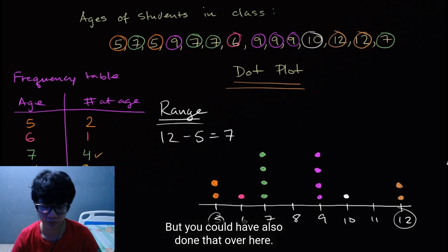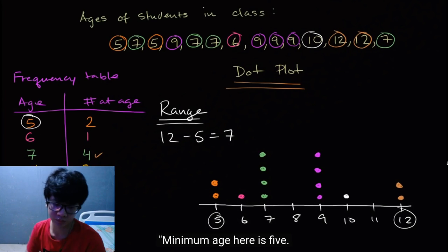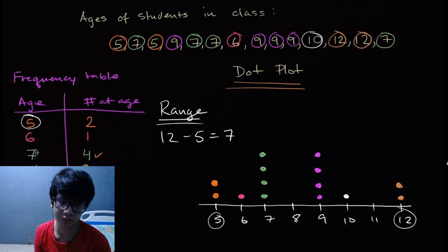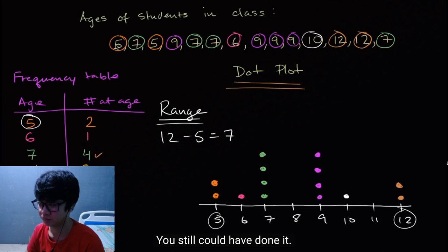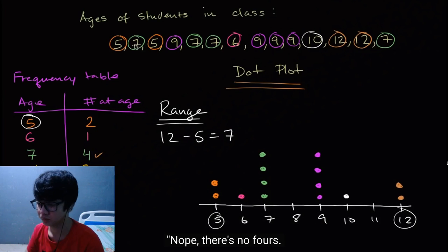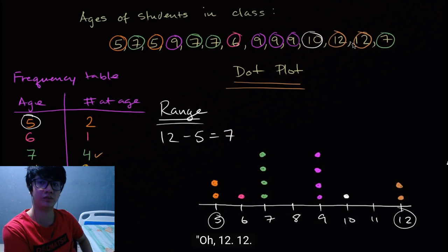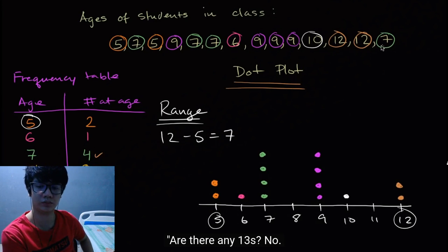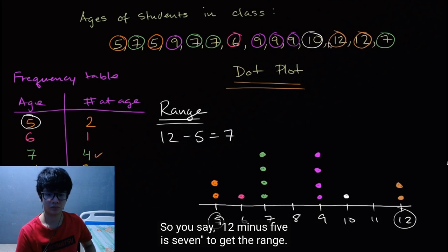But you could have also done that over here. You could say, hey, the maximum age here is 12. Minimum age here is 5. And so you find the difference between 12 and 5, which is 7. With the list, you still could have done it. You say, okay, what's the lowest? Let's look at 5. Are there any 4s here? Nope, there's no 4s. So 5 is the minimum age. And what's the largest? Is it 7? No. Is it 9? 10? Oh, 12. Are there any 13s? No. 12 is the maximum. So you say 12 minus 5 is 7 to get the range.